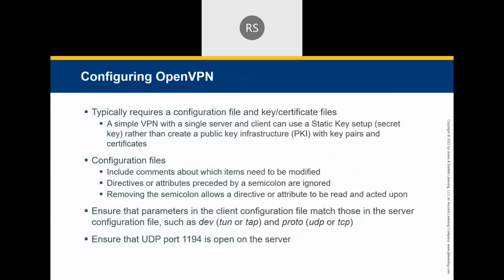So now we're going to talk about the configuration process for OpenVPN. This includes required fields and key considerations. OpenVPN typically requires a configuration file and key files for setup. These files define the parameters of the VPN connection and provide security through encryption and authentication.